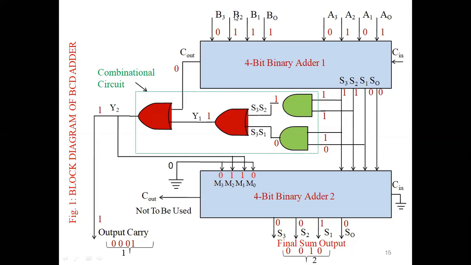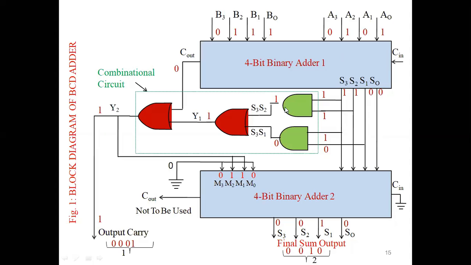Sum 1. Next B3 A3 0 0 and carry 1. So 0 0 1 becomes carry 0, sum 1. Yes, carry 0, sum 1. And what are the S3 S2 S1 S0 values we will get? 1 1 0 0. Here we will get the values S3 S2 S1 S0 as 1 1 0 0.